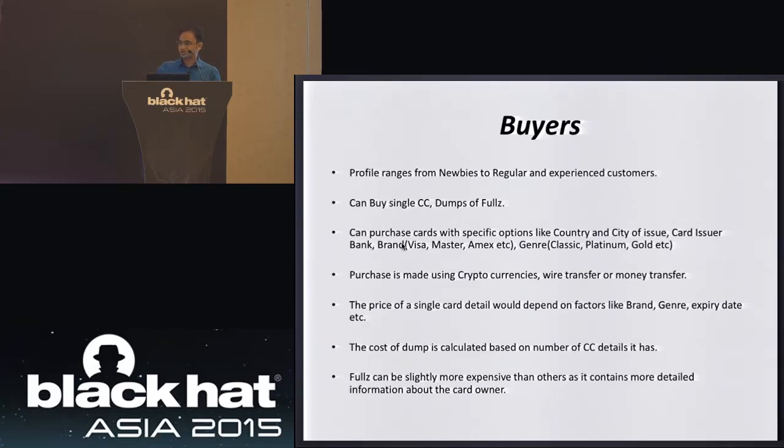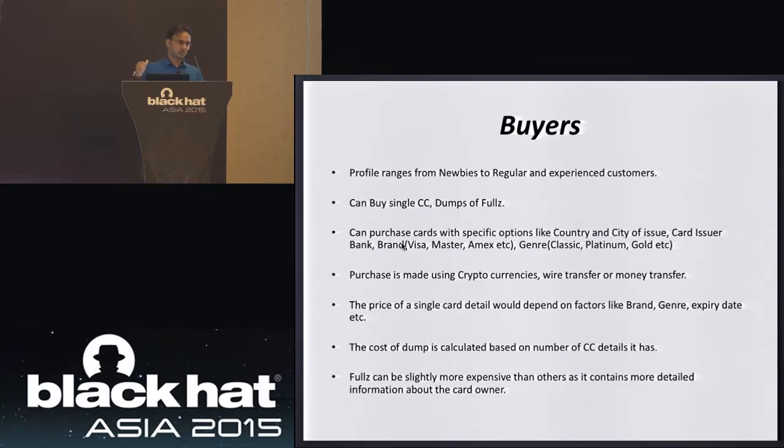A single credit card is just the information of one credit card. The dumps would be a collection of, let's say, 10 or 50 or 100 credit cards. You can just buy in bulk, which would be relatively cheaper. The last one is fulls. By fulls, I mean that it contains all the information. It will contain information like the CVV, the registered bank address, the registered address of the card, the date of birth, the phone number of the card owner, and things like that.